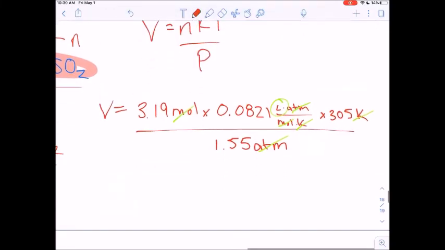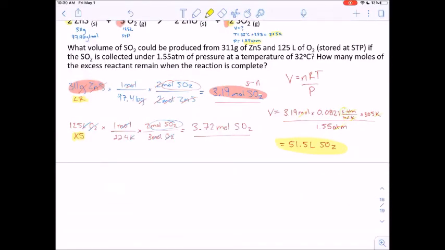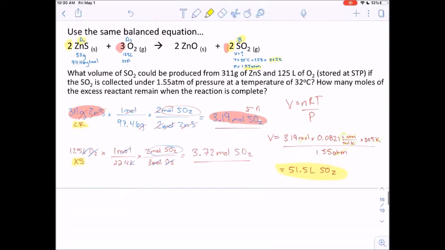So I go ahead and I plug this into my calculator, making sure I'm using my parentheses correctly. And I end up with 51.5 liters of sulfur dioxide that I've produced. So now I've answered the first part of the question. I figured out what the limiting reactant was. I used that limiting reactant to solve for my volume, and the amount of volume of sulfur dioxide that I'm able to produce at 1.55 atmospheres of pressure and a temperature of 32 is going to be 51.5 liters.